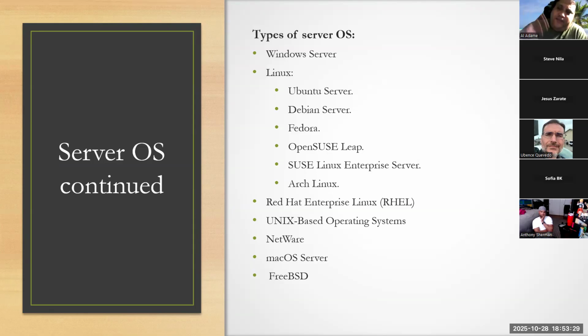Linux, you got all these flavors. Ubuntu Server, yay. Debian Server, even better. Fedora, which is free. OpenSUSE Leap, which I haven't seen in years, and SUSE Linux Enterprise Server, Arch Linux, Red Hat, the one you pay for, Enterprise Linux RHEL, which is expensive as hell. I think it's like $300 a month.